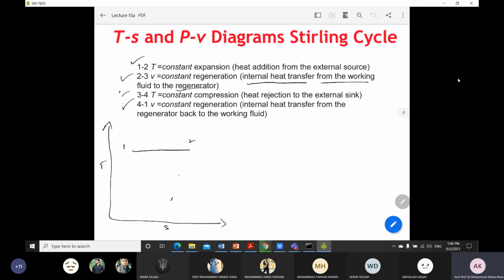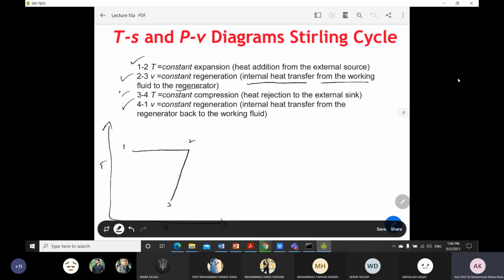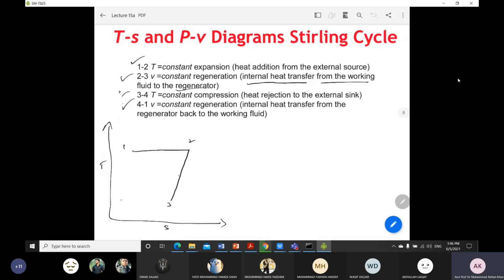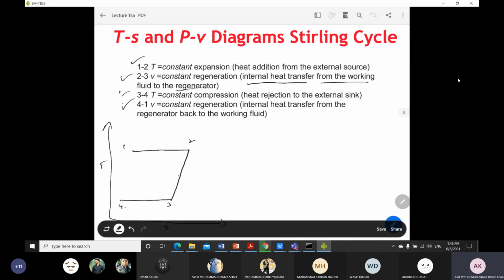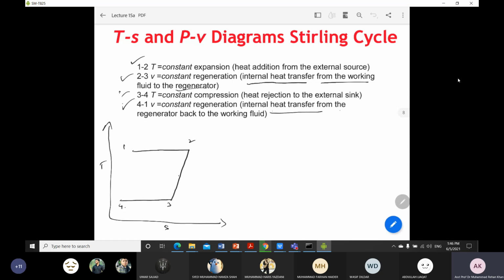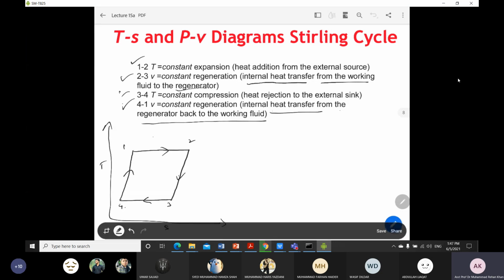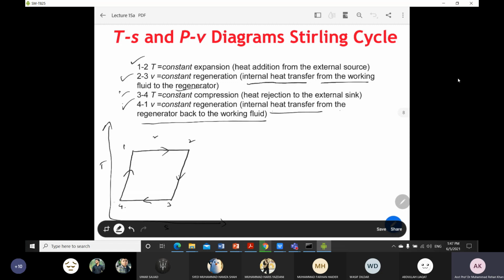So it means that your entropy will decrease because this is the regeneration process. For example, this point is over here. Then 3 to 4 is again a heat rejection process, and it is isothermal, so the heat rejection takes place isothermally. And then 4 to 1 is again a regeneration process, with internal heat transfer from the regenerator back to the working fluid. So it means that your entropy slightly increases. If you compare with the Carnot cycle, you can see that a lot of things are the same, because the 1 to 2 process is the same, and the 4 to 3 process is the same.